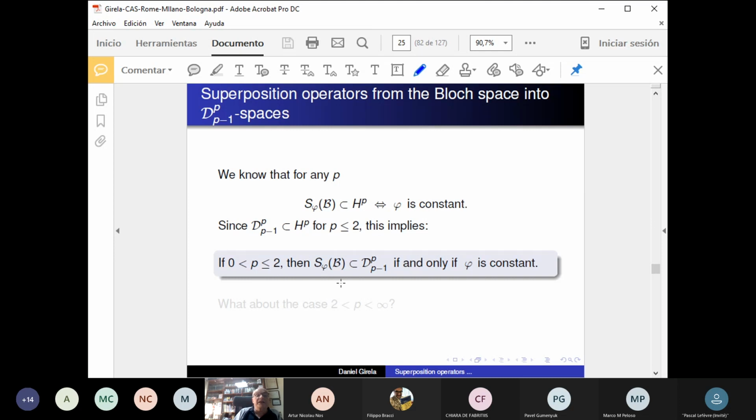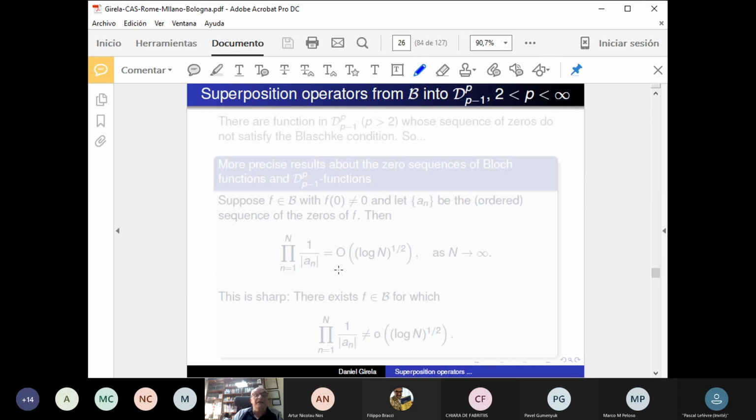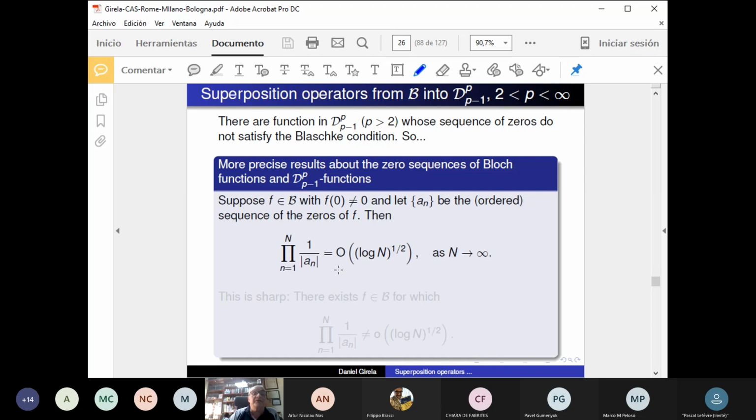But what happens if we consider now the case p bigger than 2? When we put p bigger than 2 and we put the Bloch space here, we are also going to obtain the same result. But in this case the ideas are going to be different. This can be proved also using the idea on the zero set, because it's the same. The zero set of a Bloch function, as I mentioned before, satisfies this condition.